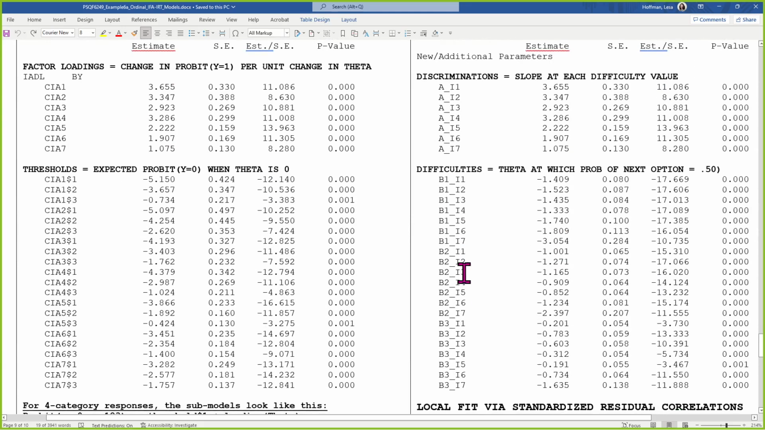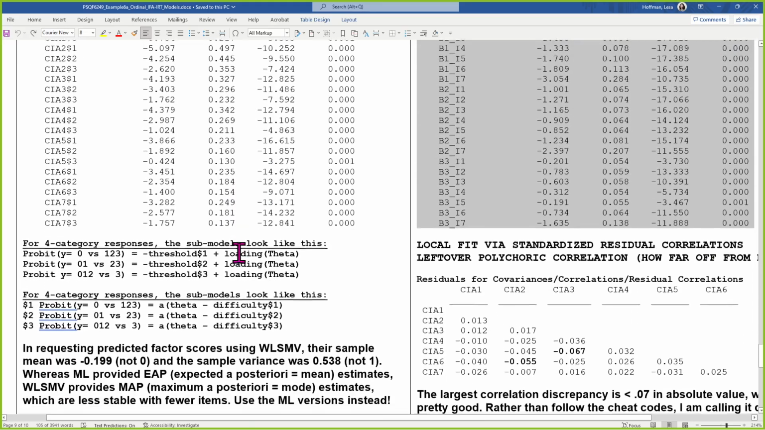And then we get model parameters from the WLSMV version. These are in a different scale. These are in probits, which is why the numbers are different, but the patterns are very much the same. So item 1 is still relatively most discriminating. Item 7 is the least discriminating. The thresholds tell us the expected probit of the lower category when theta is 0. The fact that all of them are negative is an indication that our scale does not measure high people well. Converting those thresholds into difficulties tells us at what level of theta you have a transition predicted of 50-50 probability. In terms of local fit, let me scroll back up.